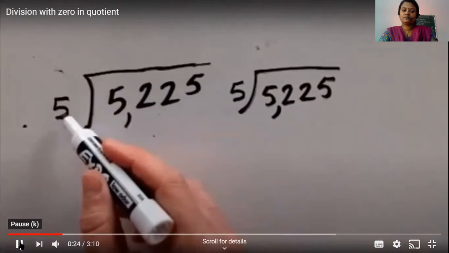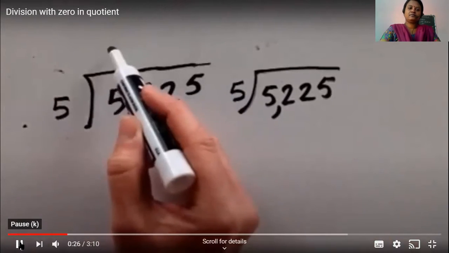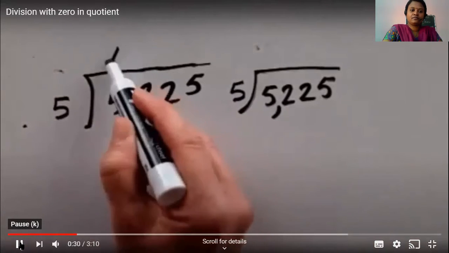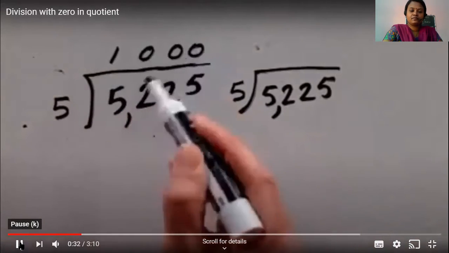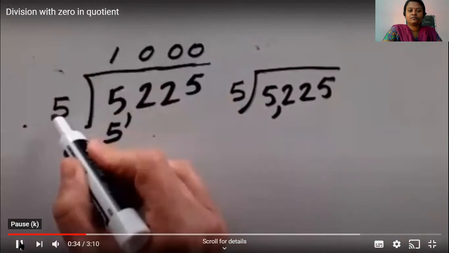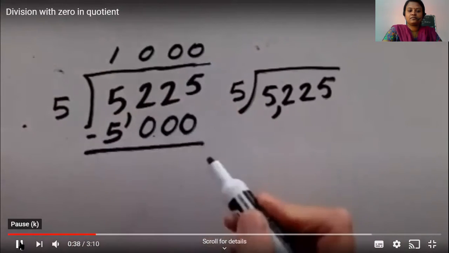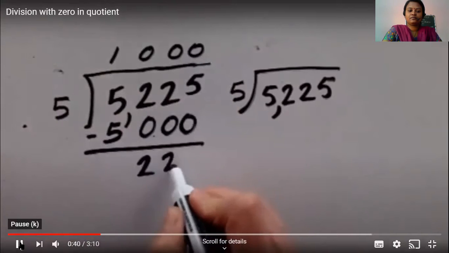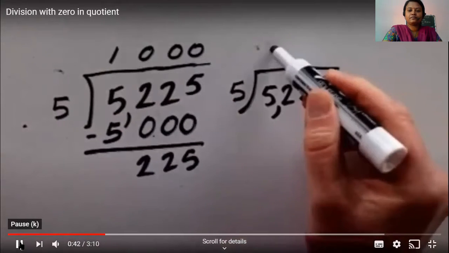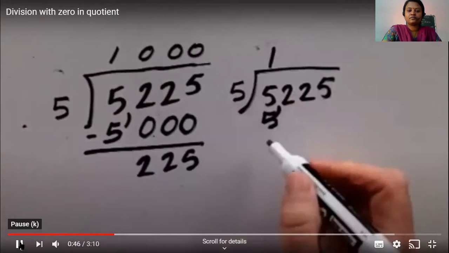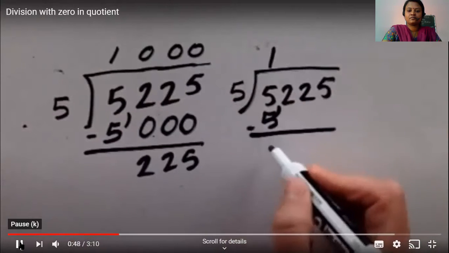So first of all, if I'm making groups, can I make a group of 1,000 out of 5,000? Yes, I can. I can make 5 groups of 1,000. If I take 1,000 times 5, I end up with 5,000. And when I take those away, I'm left with 225. Shortcut method, I simply put the 1 up there, knowing it represents 1,000, and I'm left with nothing.